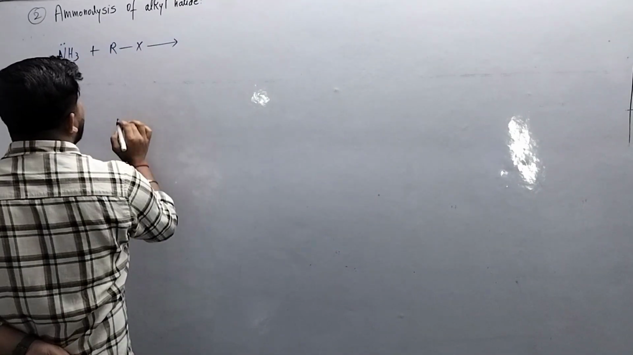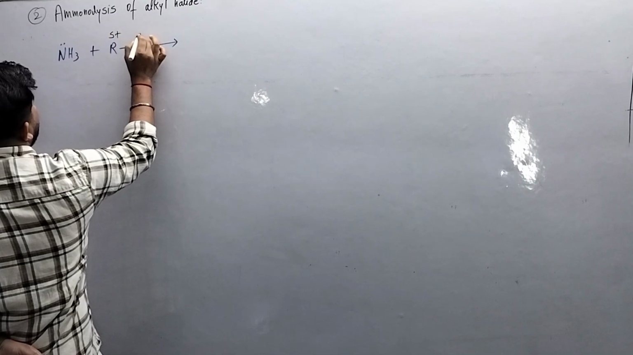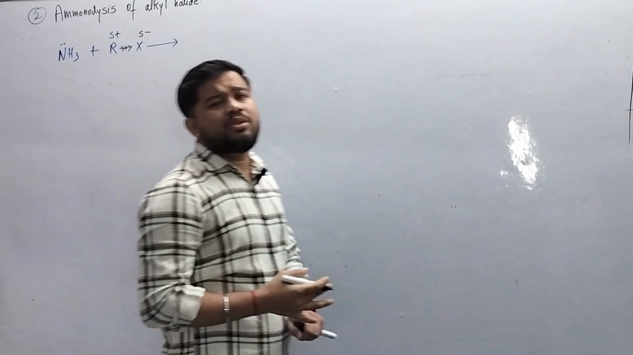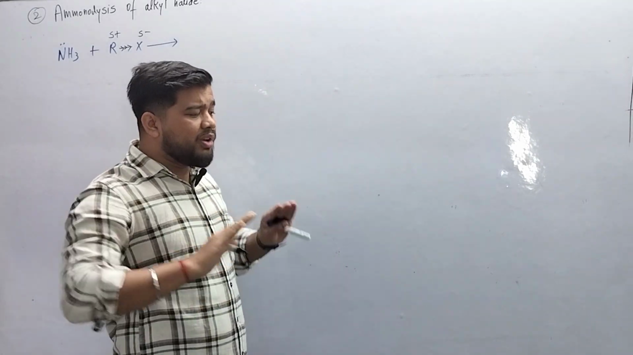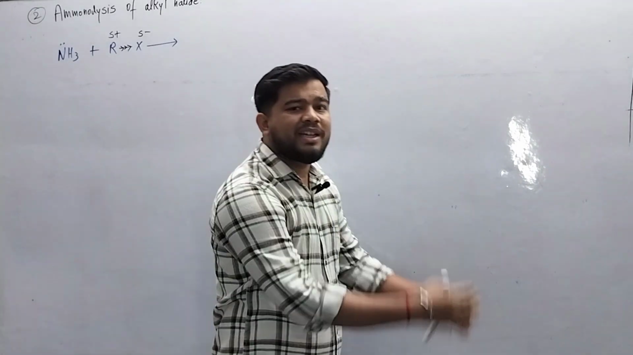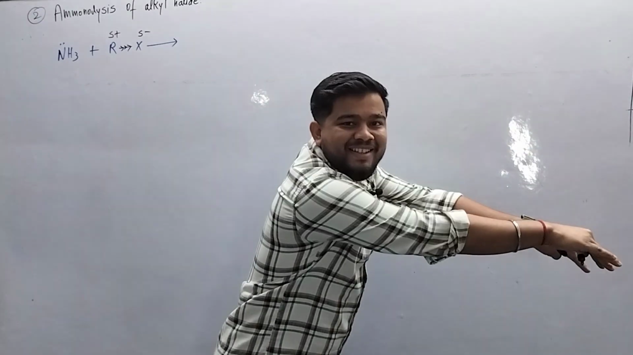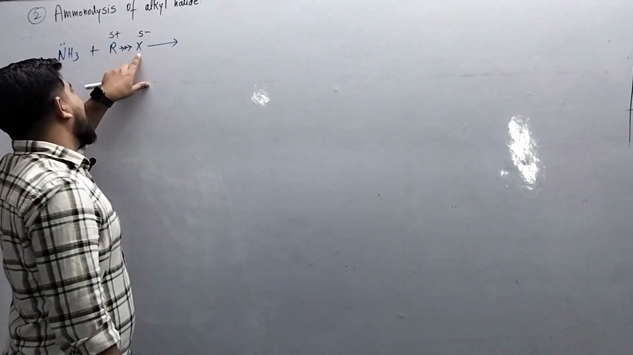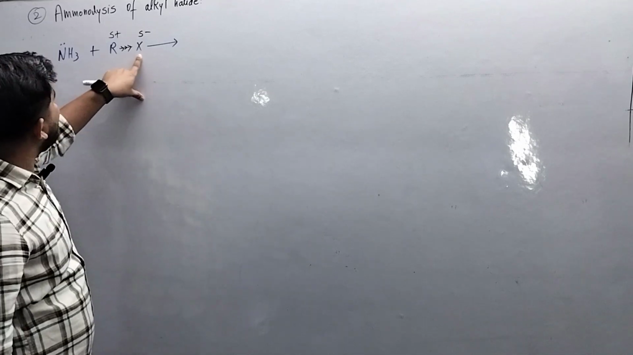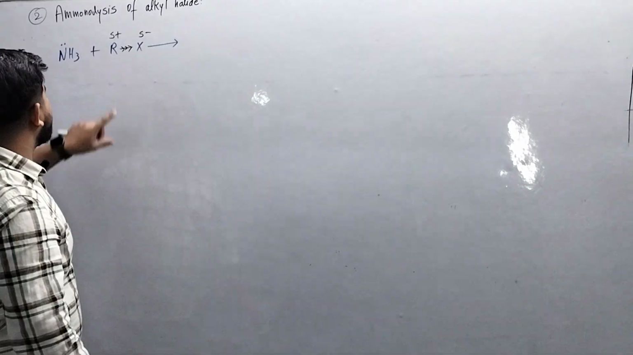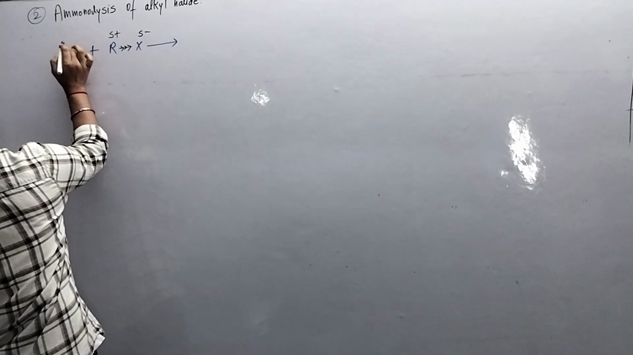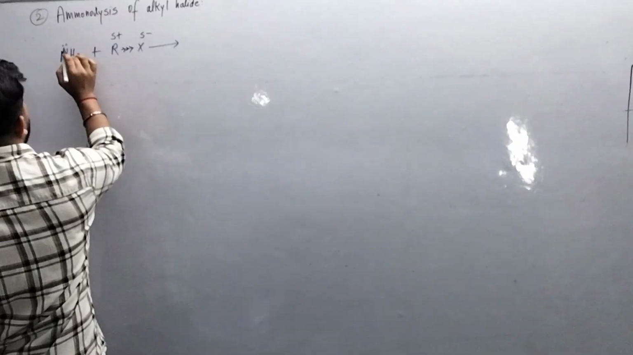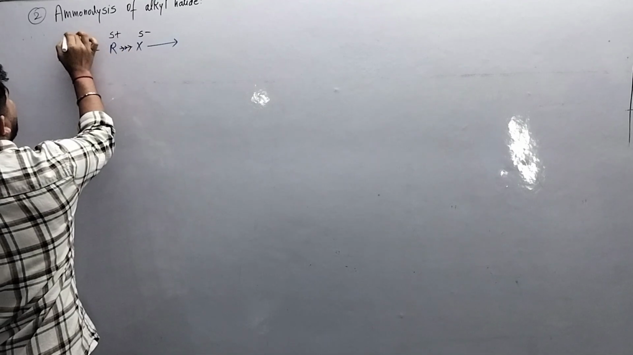That means due to the difference in electronegativity, this will be del plus and del minus. We know halogens are more electronegative, and we also know going from left to right in the periodic table electronegativity increases. So the halogen is del minus and the alkyl group is del plus. In the first step, NH3 acts as a nucleophile. The nucleophile will attack from the back side.